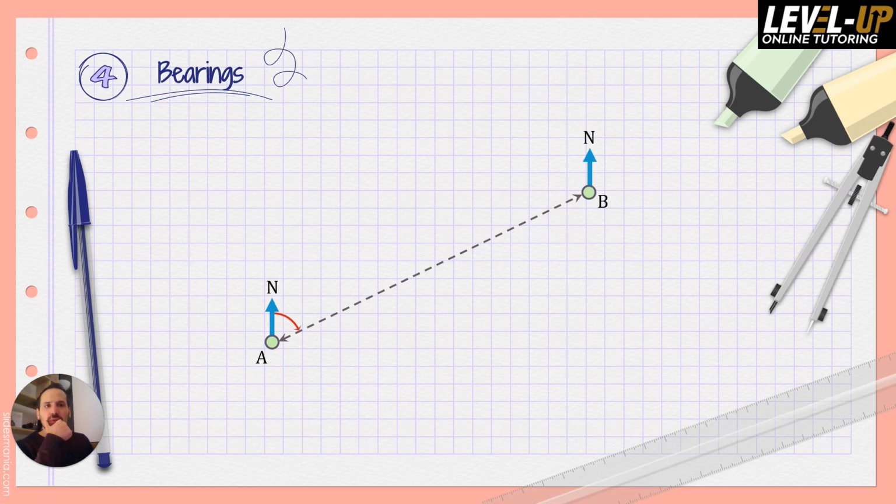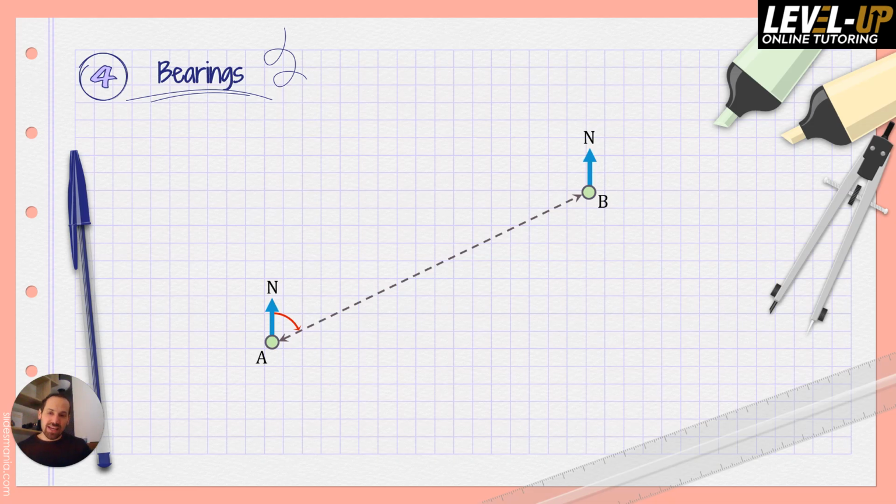You've got to be very careful with the wording in there. The bearing of B from A. That basically means if you're going from A to B. If you're at A and you're facing north, what angle do you need to turn so that you'll be facing B? Then you could just go in that direction and it'll take you to B. So that's what a bearing is. A bearing is like a direction. What direction do I need to face relative to my north line?